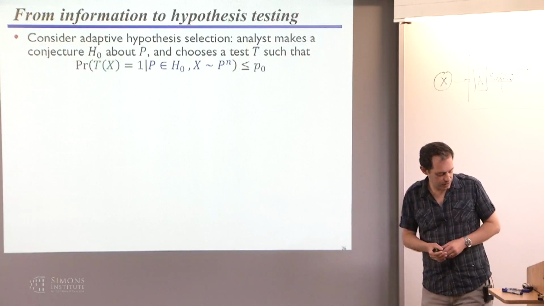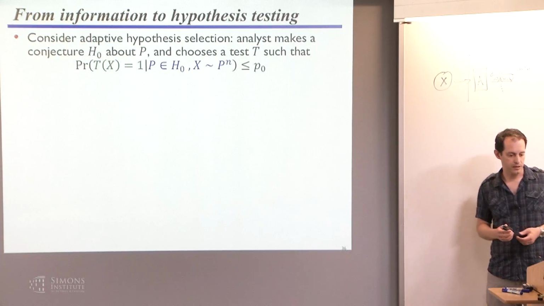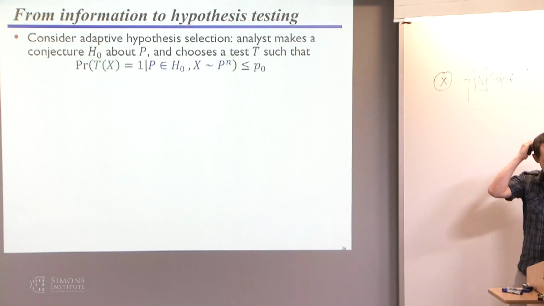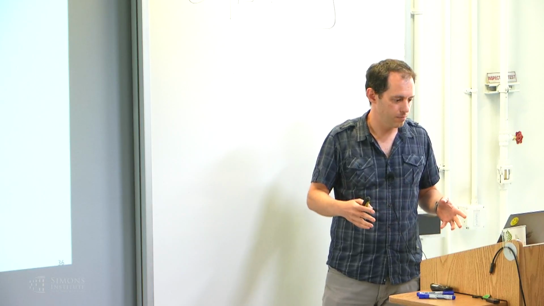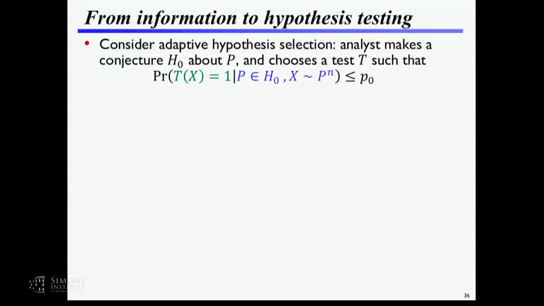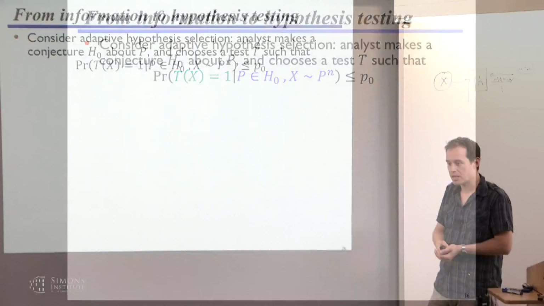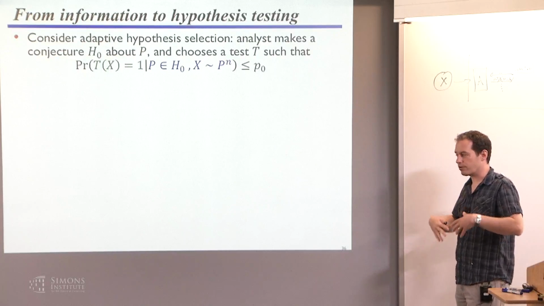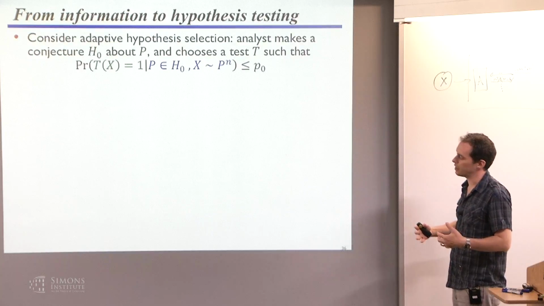OK, so let's consider, I promise this is my last technical slide, an analyst that, instead of choosing a statistical query, is choosing a hypothesis test. So an analyst sees the output of some process based on a data set, and now formulates a conjecture about the probability distribution that might have generated that data. And that conjecture will be a predicate on the distribution P, so a set of possible distributions.